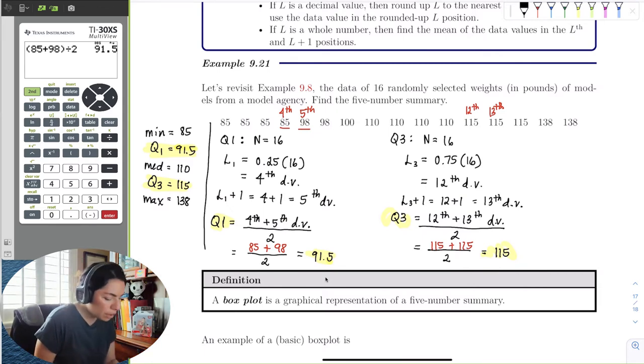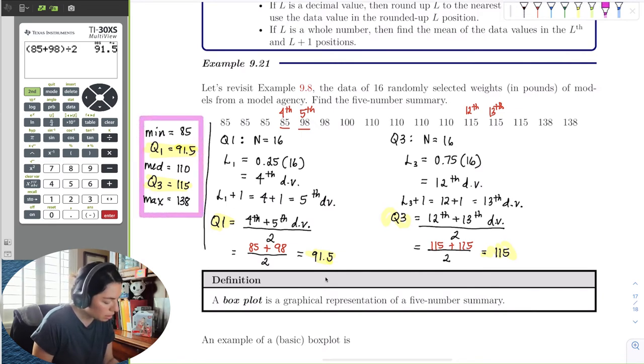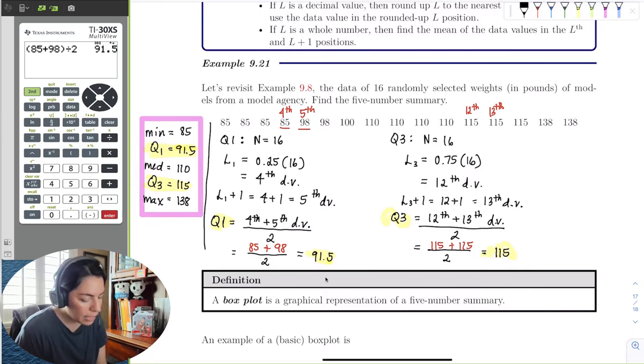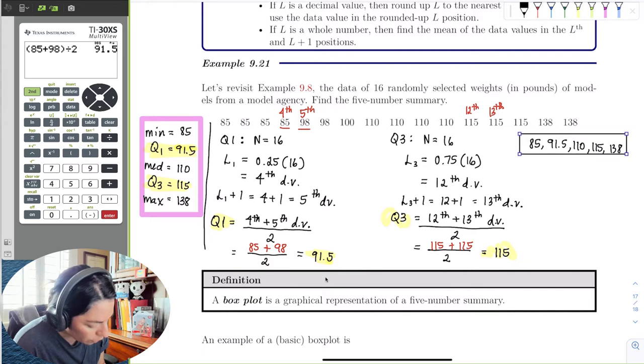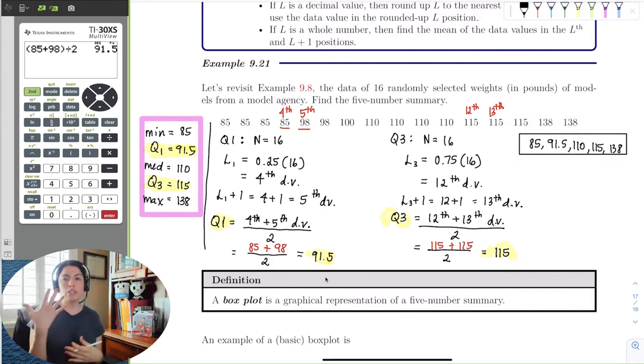So you either can write it like this, as a list, or we write it as not a list, but more like an array. So it could be we write the minimum first, comma 91.5, comma 110, comma 115, comma 138. And so we write it as a little array with commas in between each value. Since there's five, we assume it's low to high: min, Q1, median, Q3, and max.